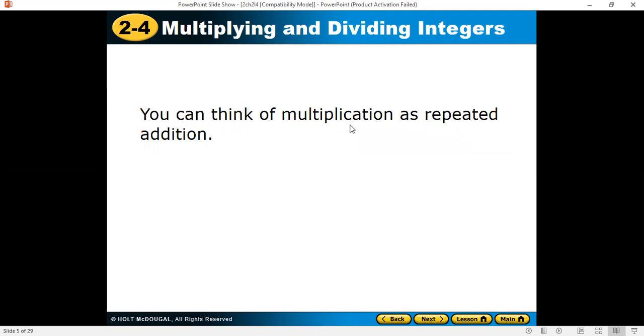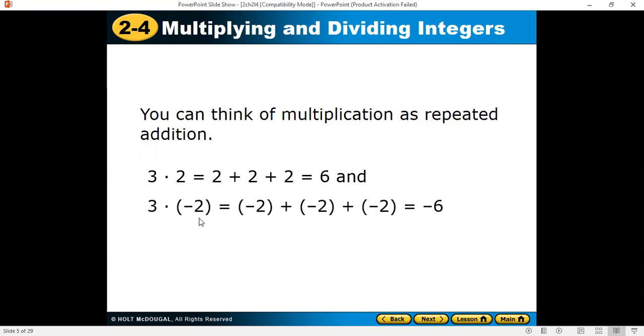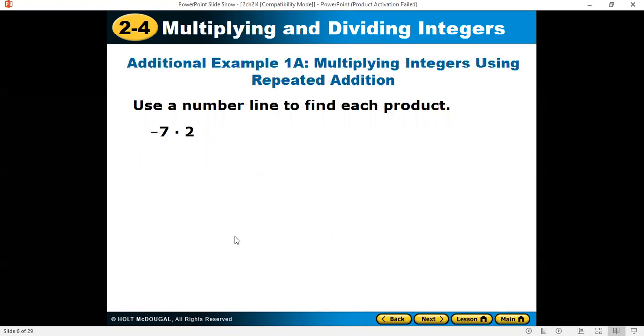You can think of multiplication as repeated addition. How? If you have 3 times 2, which means you are going to repeat the 2 how many times? 3 times. So 3 times 2 means 2 plus 2 plus 2. 3 times negative 2: I will give you the order with the first one, and then you will add the second, depending on how many times I gave you the order. Then it's negative 2 plus negative 2 plus negative 2 equals negative 6.